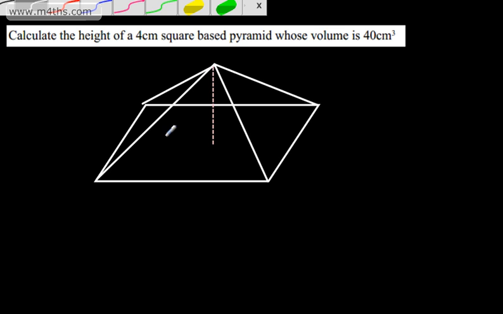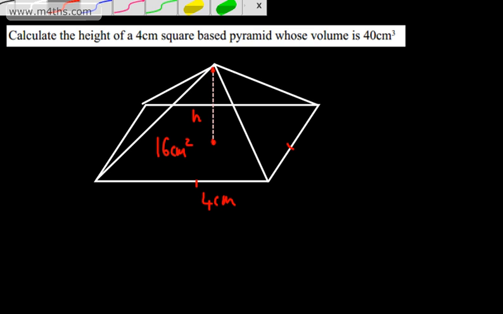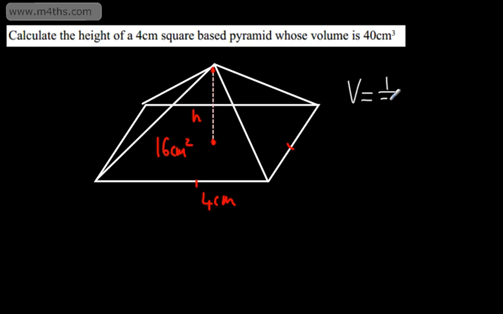So let's go ahead and look at this. What we've got here now is the following. This is the base. The base is going to be 4 by 4. So this is 4 centimeters. 4 by 4 is going to be 16 centimeters squared. We're going to have some height just here, and we know that the volume, so let's just work this out, the volume is given as 1/3 the base multiplied by the height.